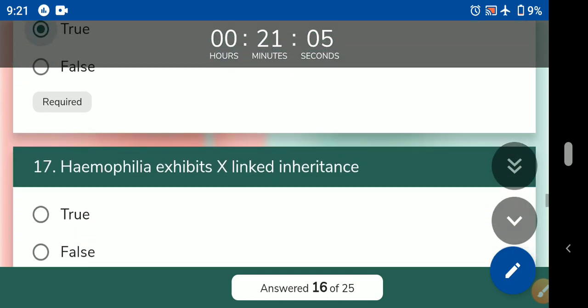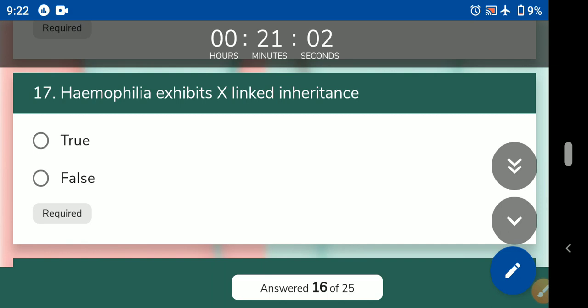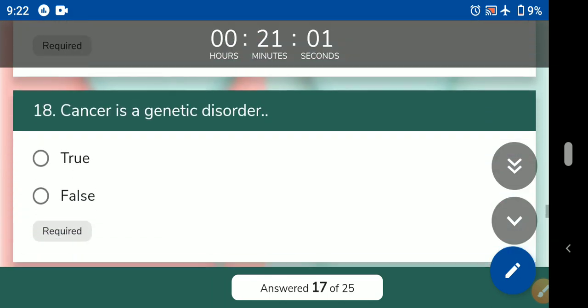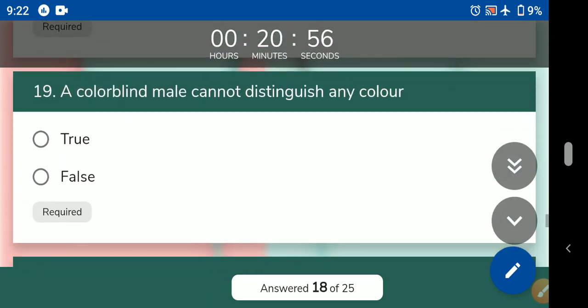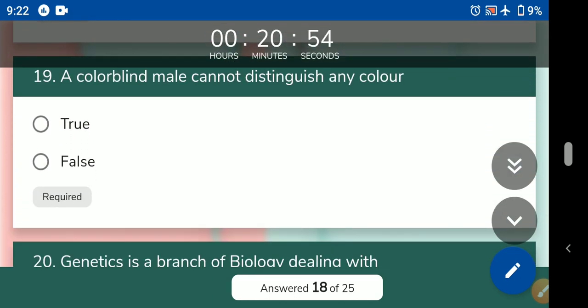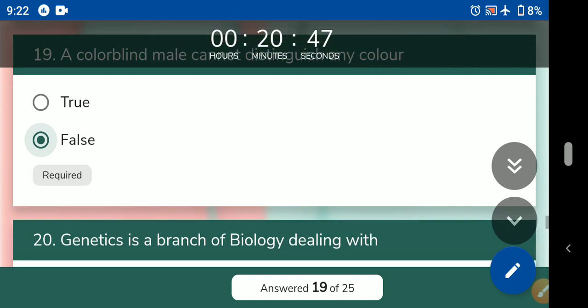Hemophilia exhibits X-linked inheritance. It's true. Cancer is a genetic disorder. It's false. A colorblind male cannot distinguish any color. It's false. They cannot distinguish between two colors probably, that is red and green.